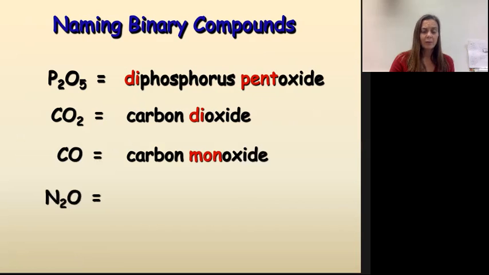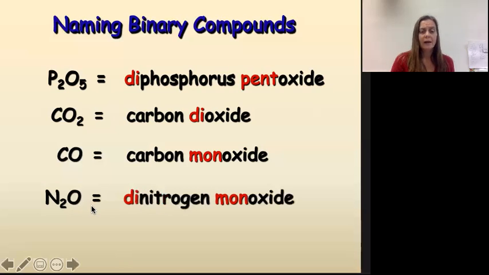And our last example, we have N2O. So we can see that we have a 2 on the nitrogen. So we're going to start with dinitrogen. And then we have only one oxygen. So we have monoxide. And again, we've dropped that O on mono. So it's monoxide, not monooxide. So you can see that even when we only have one of the first element, carbon here and carbon here, we do not use a prefix of mono on the first element. But if we have only one of the second element, then we do use the prefix of mono.